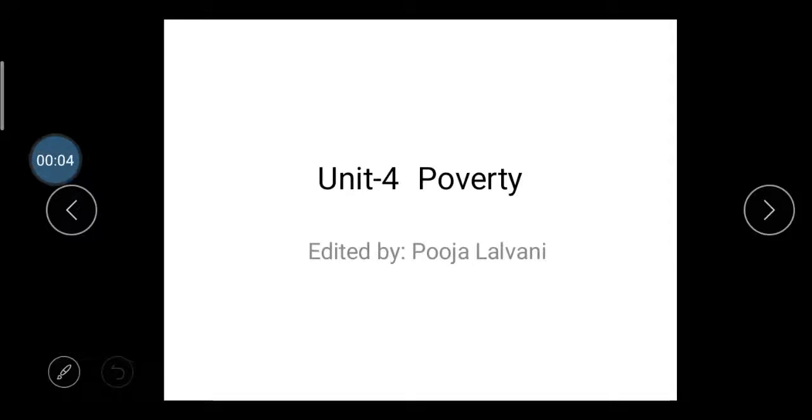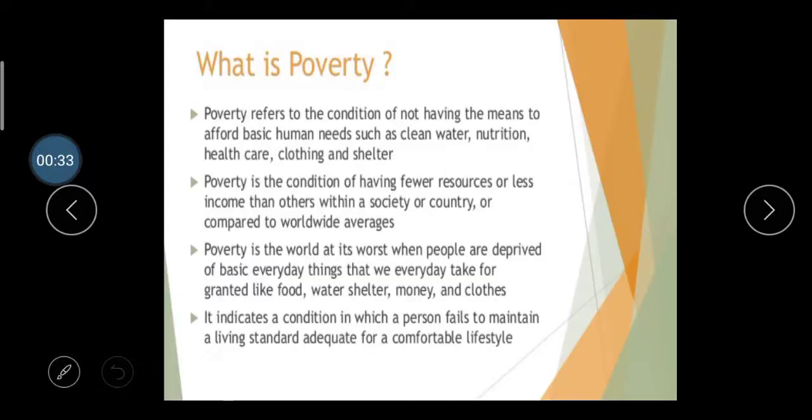Today we are going to start new Unit 4, and in this PEM subject, Unit 4 is divided into three parts. The first part is poverty, the second part is unemployment, and the third part is inflation, right? So the first part is poverty. Let's start with what the meaning of poverty is and how it impacts our economy. You should learn about this in this particular video lecture, so let's start.